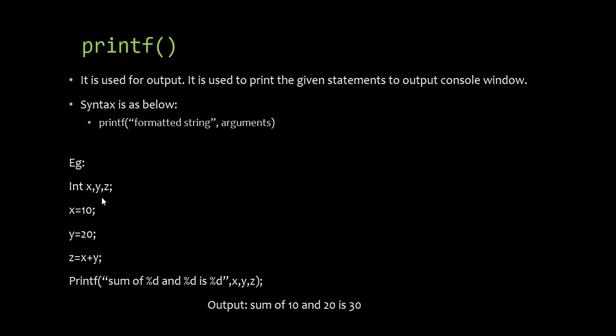For example, we have defined 3 variables and assigned values. We are giving printf "sum of %d and %d is %d". So when you run this program, you will get the output: sum of 10 and 20 is 30. The first %d will be replaced by the value of x, the second %d by the value of y, and the third %d by the value of z.